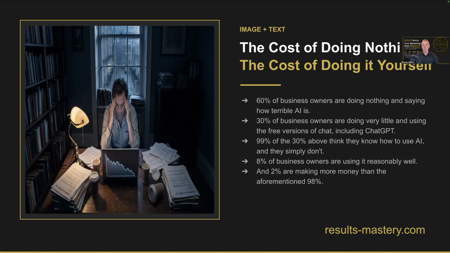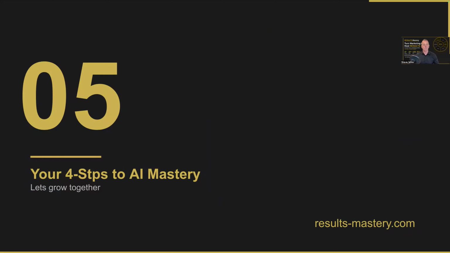8% of owners are using it really well, and only 2% are making the money that is possible. So 2% are making more money than the aforementioned 98%. So, which side of the wall are you going to be on? Are you going to be on the people who say it's terrible, the people who don't do very much, or the people who are making all the money from AI? I know which side of the fence I want to be on.